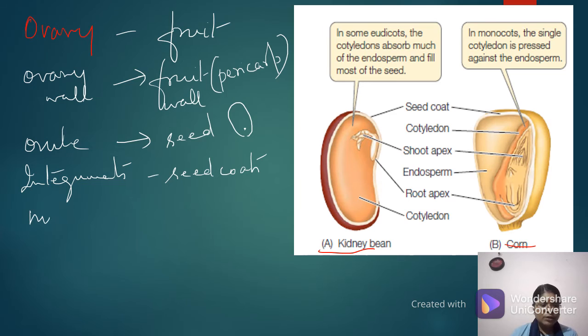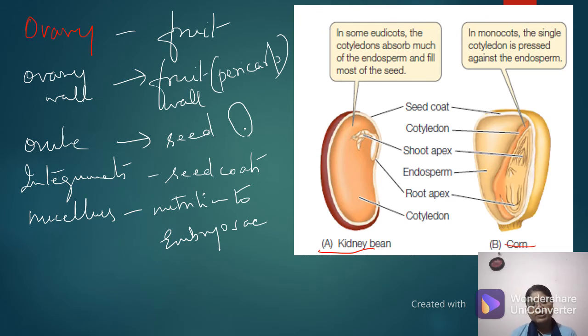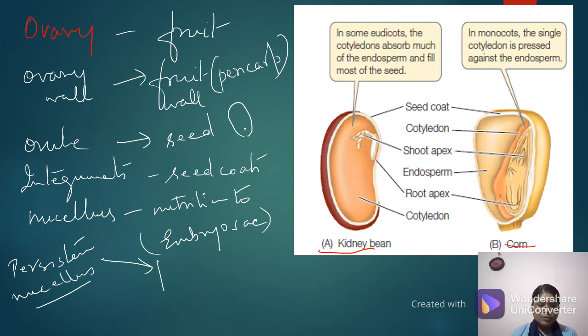And you know that the nucellus provides nutrition to the embryo. In some cases the nucellus is persistent, mostly it degenerates, but if it is persistent, then it forms your perisperm, and it is seen in the case of black pepper.